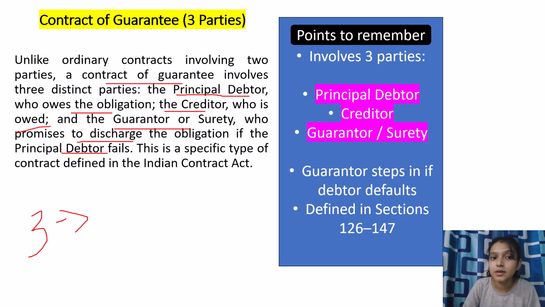Now let us understand the keywords. It involves three parties: principal debtor, creditor, guarantor or surety. The guarantor steps in if the debtor defaults. So the guarantor stands there as a guarantee to the other parties. Defined in Sections 126 to 147. Sections 126 to 147 define what a contract of guarantee is, the parties, the essentials, all kinds of details under the Indian Contract Act.